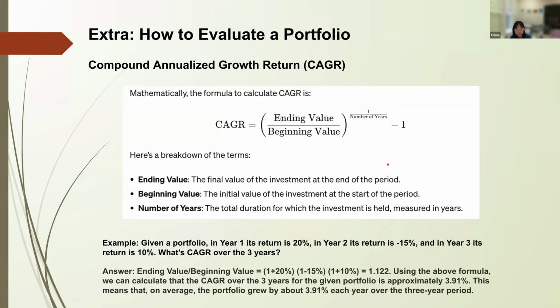Okay, so the ending value over beginning value is basically 1.122. So this is a decimal. Using the above formula, we can calculate that the CAGR over the 3 years for the given portfolio is approximately 3.91%. So on average, it earns about 4% every year.